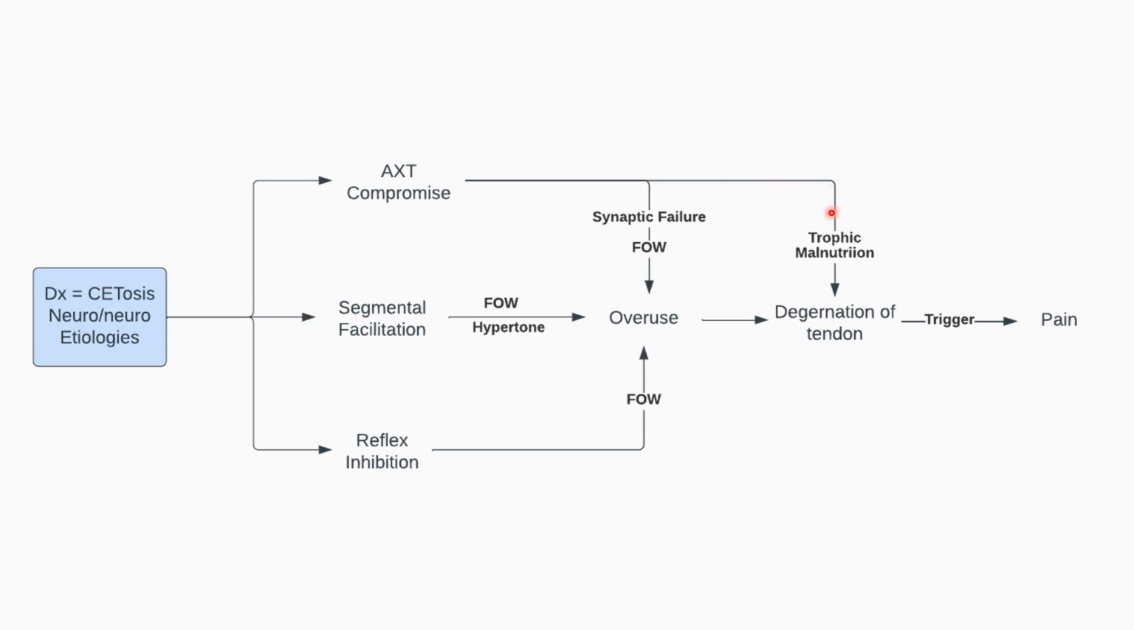Trophic malnutrition is going to lead directly to degeneration of the tendon, not through overuse, but directly. Then you need a trigger for it, and you're back into that cycle again.